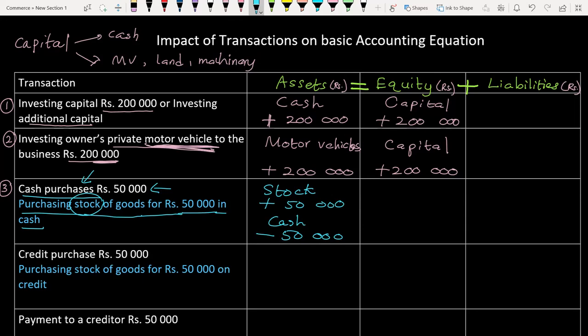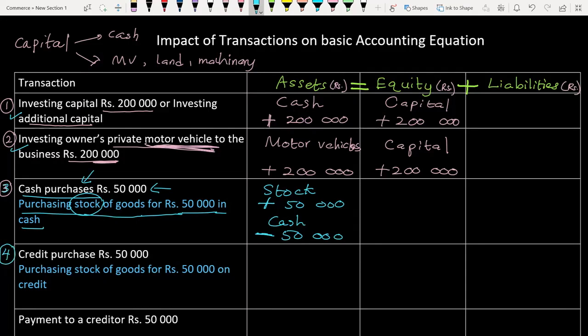So notice here, both impacts occur on assets. One particular asset increases, the other asset decreases. This is another possible situation when we consider impact of transactions. Now let's move into the next one.